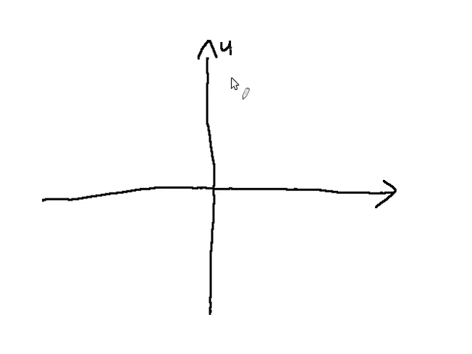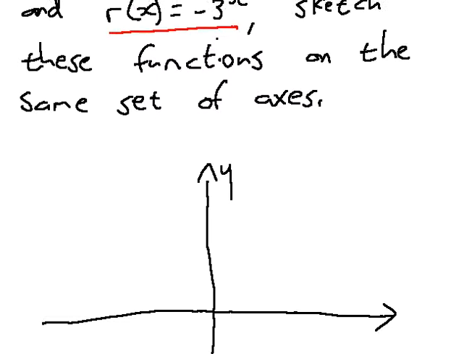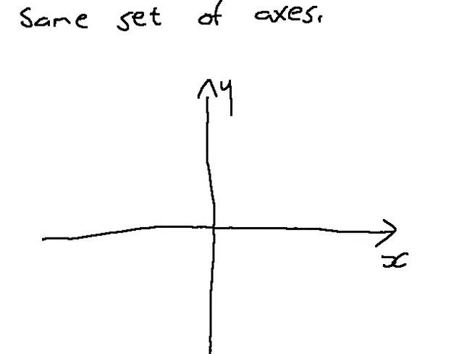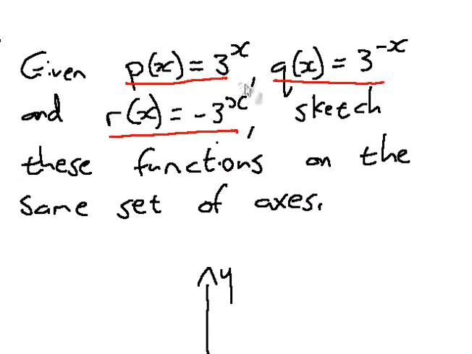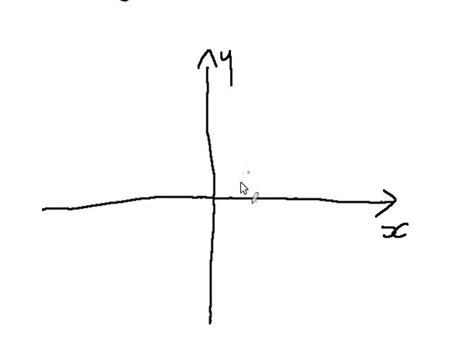Let's draw the set of axes. Y. Sorry about that. My screen is jumping all over this. Y and x. And firstly, we had p of x is 3 to the x. Okay, so what is that going to look like?